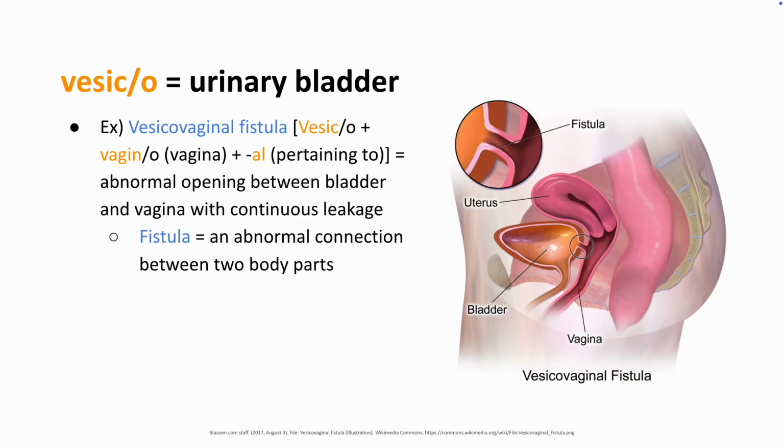Vesico-vaginal fistula. So vesico was urinary bladder, vaginal means vagina, and suffix al, pertaining to. So vesico-vaginal fistula is an abnormal opening between bladder and vagina with continuous leakage. So as I said, you would have some urine leakage to the vagina through the fistula, and that can cause damage to your vaginal wall because your urine is a little acidic, and it can also cause infection because there's extra liquid in the vagina.